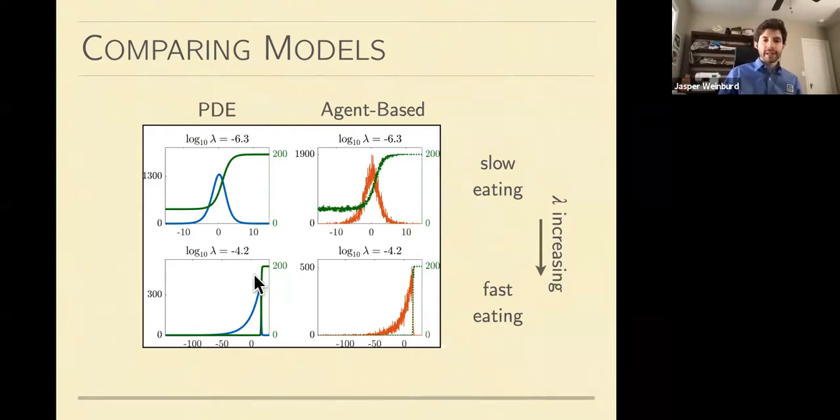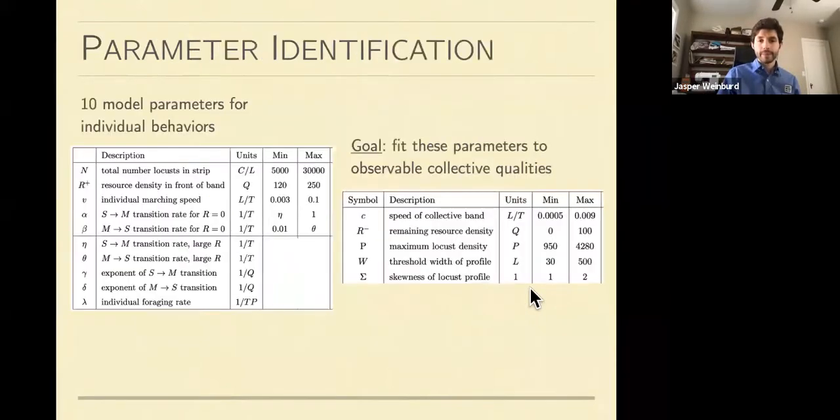One other thing about this image is I've plotted 2 images for the PDE and 2 for the agent-based model. In the top image, you can see slow eating. The locusts only eat a little bit. And in the bottom, that lambda parameter is increasing. So they are faster eaters. So this lambda parameter is one of the next parameters that we're going to study. Here you can see individual foraging rate is the lambda parameter. And it turns out that it has one of the biggest effects on the output of the model.